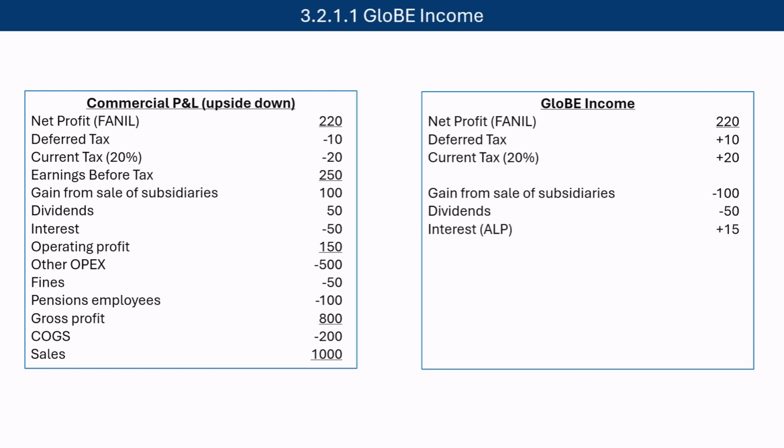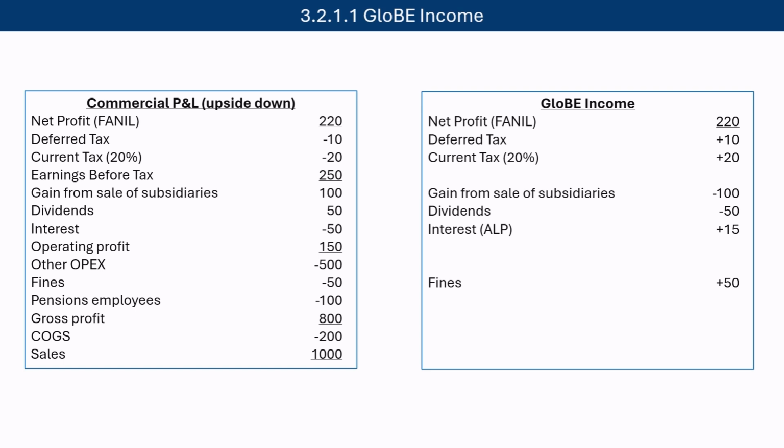And we also need to add back, in this particular case, an arm's length correction for too much interest that we paid into the company. 15% of that is under the GloBE Pillar 2 rules not deductible, so we can't deduct the full 50 of interest, we can only deduct 35, so we add back 15. As just an example, right?